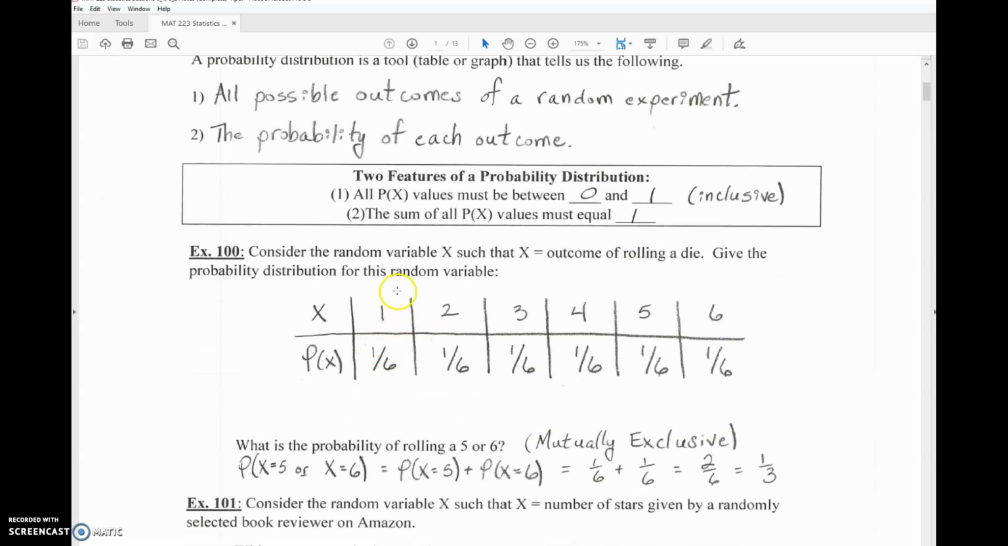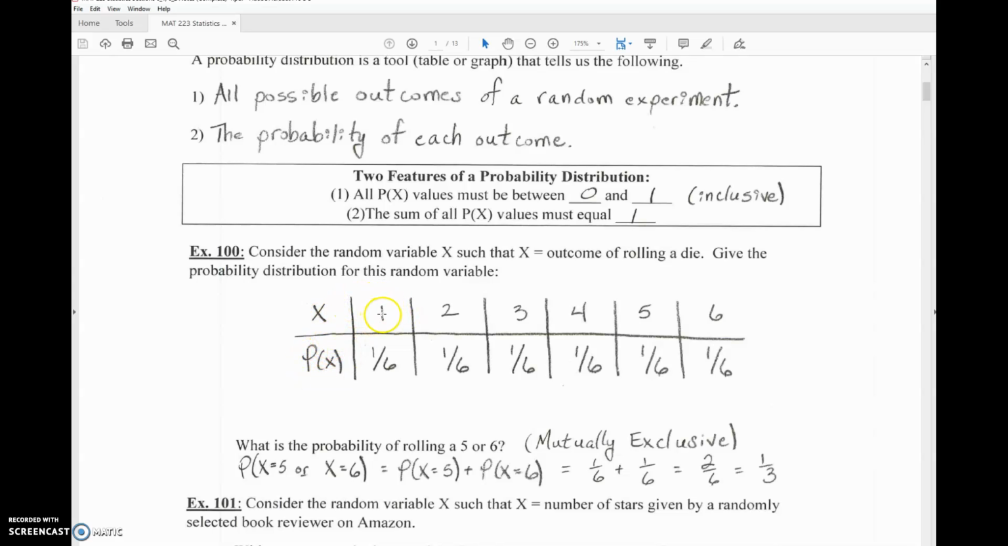So, for example, consider the random variable x such that x equals the outcome of rolling a die. We want to give the probability distribution for this random variable. If I put x here and below it I put P of x, first we list every possible outcome of rolling a die. Those are the values that x can take on, which are 1, 2, 3, 4, 5, and 6, of course. And then the theoretical probability of rolling any one of these outcomes for every x.